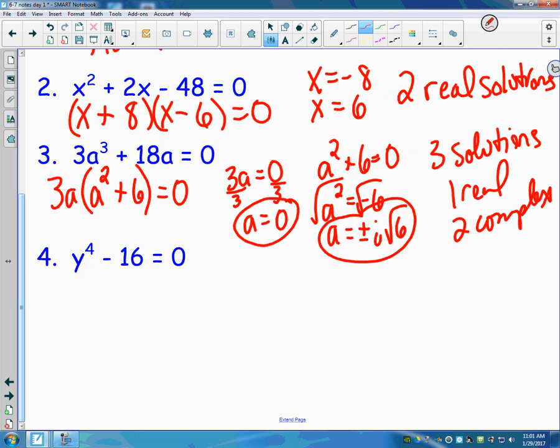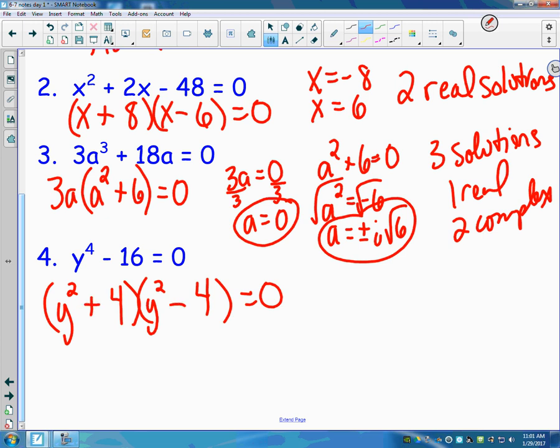Look at the 4th one here. What do I do on this? Well, this is a difference of 2 squares. So what multiplies to give me y to the fourth is y squared and y squared. What multiplies to give me 16, that's a perfect square, 4 and 4. And to get 0 in the middle, one would be plus and one would be minus.